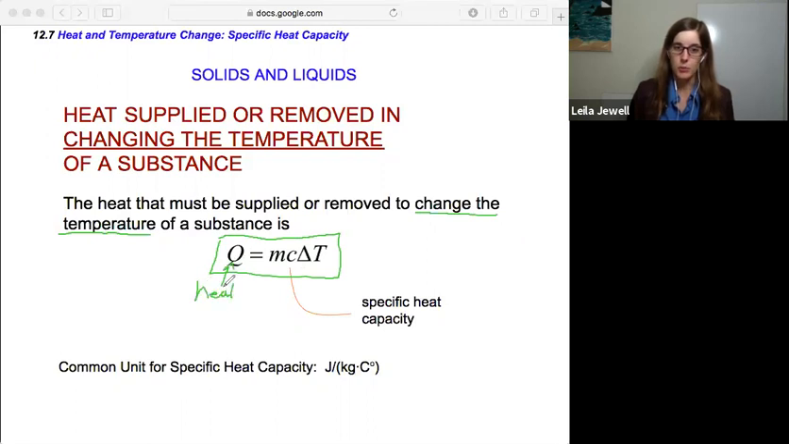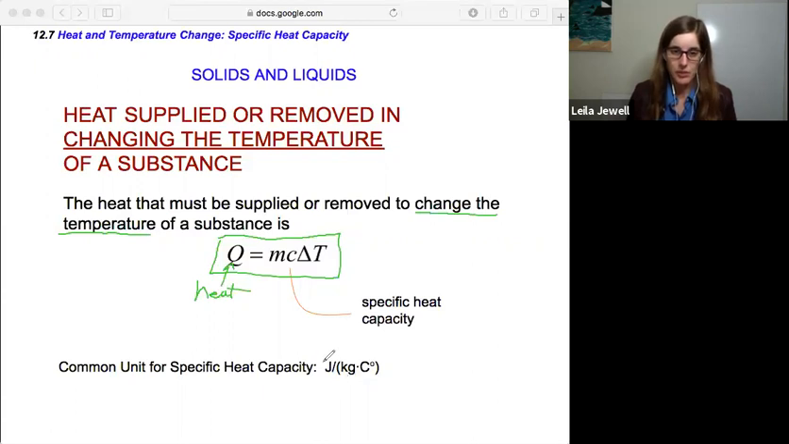It's the symbol we will be continually using for heat. And then m is the mass. c is known as the specific heat capacity, more on that in a moment, and delta T is the change in temperature. So specific heat capacity tells you how the material responds when you add heat to it in terms of changing the temperature. Let's look at some examples of it.